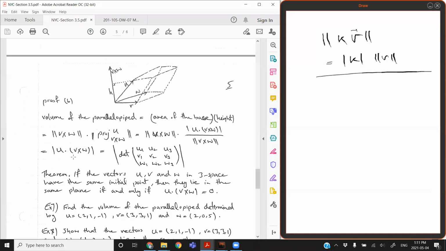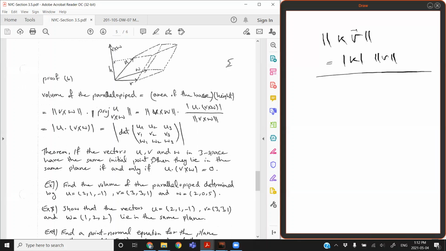And the scalar triple product is a determinant. So that's going to be the absolute value of the determinant of a matrix where u is the first row, v is the second row, w is the third row. So now you can see that there is a geometric interpretation to the determinant. If you're dealing with a 2 by 2 matrix, it's the area of the parallelogram determined by the two vectors. And if you're dealing with a 3 by 3 matrix, then it's going to be the volume of a parallelepiped that is determined by the 3 vectors.